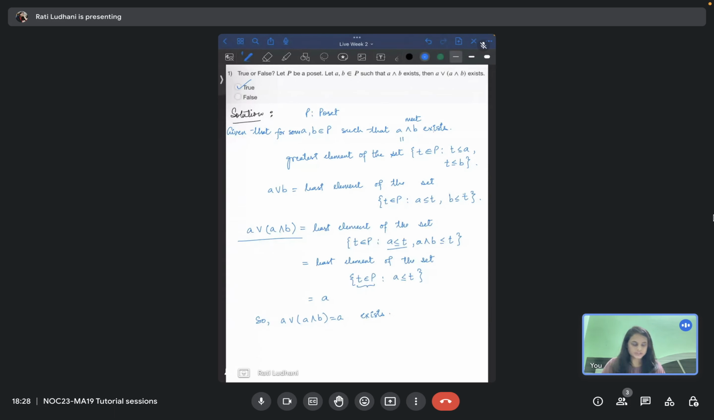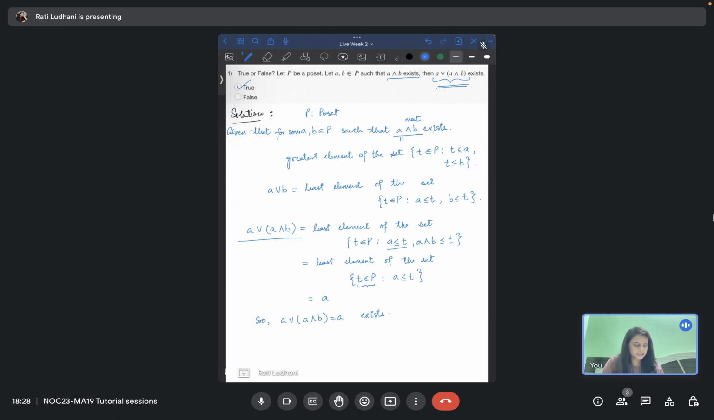So basically, in this first question, let P be a poset, and a, b belong to P such that a meet b exists. Then it has been asked, what can you say about the element a join (a meet b)? I hope you are aware of these definitions. Is that question clear in general?